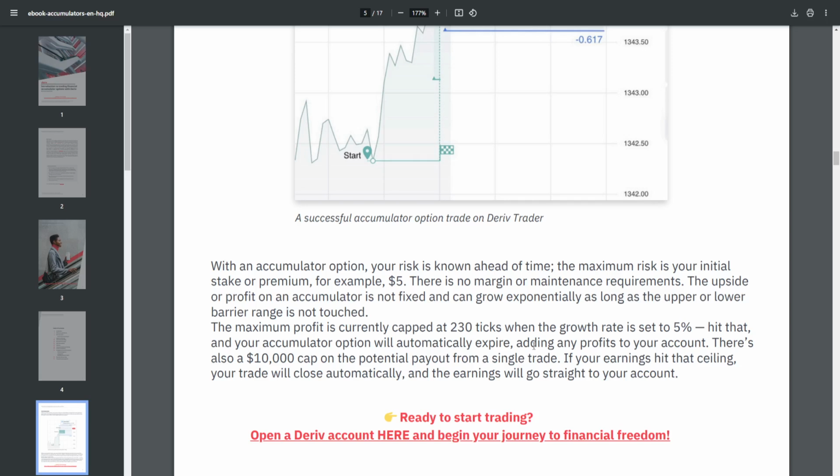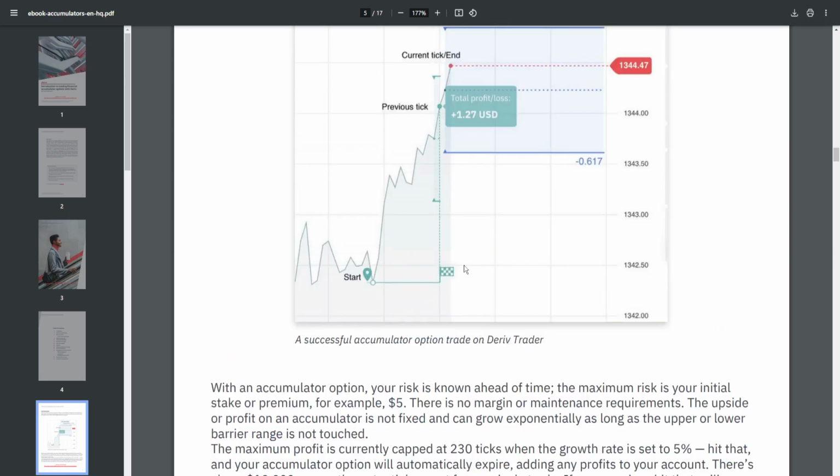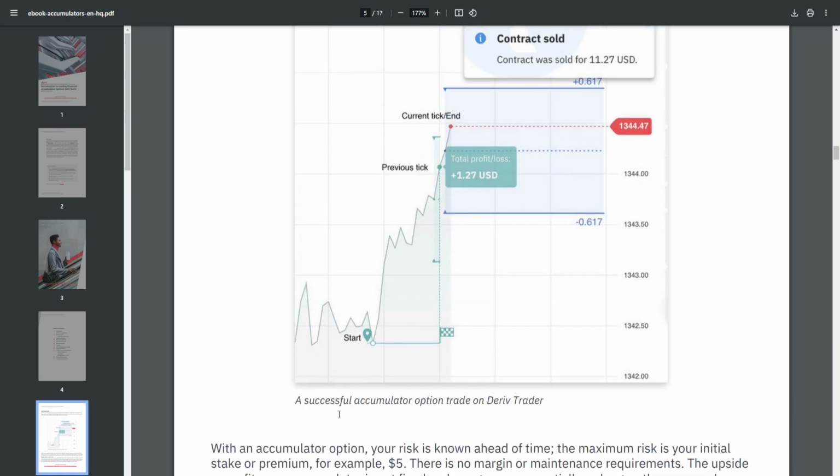Even though it does not have a limit, there must be a certain barrier, all right? So the maximum profit is capped at 230 ticks when the growth rate is set to 5%. When you hit that, the accumulator will automatically expire and any profit you might have experienced will be automatically deposited into your account. But the main takeaway is that you should ensure no barrier is touched, okay? As you can see, this is a successful accumulator option trade.